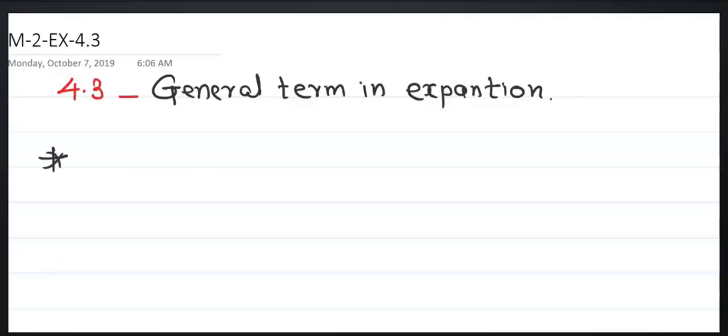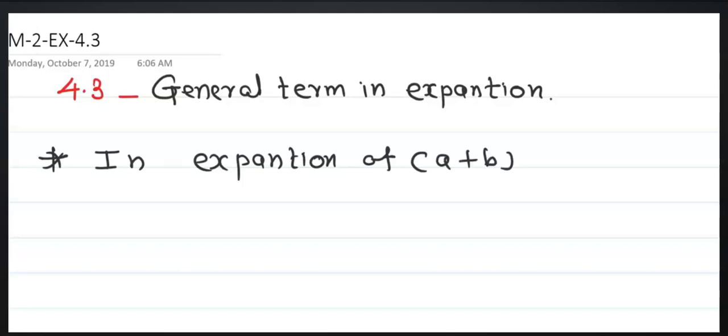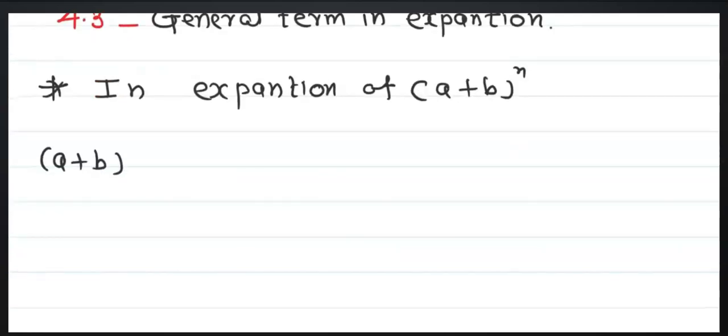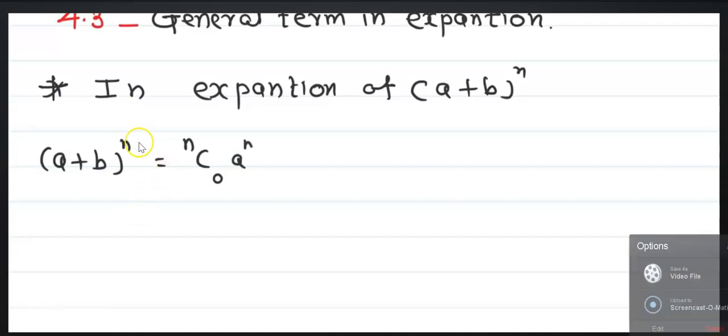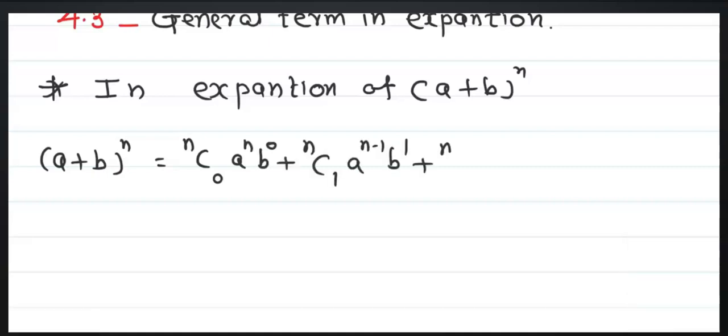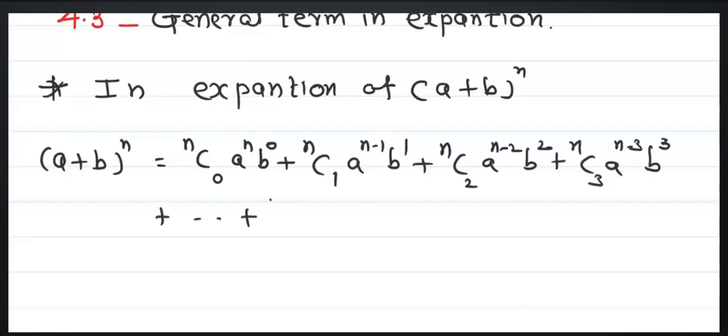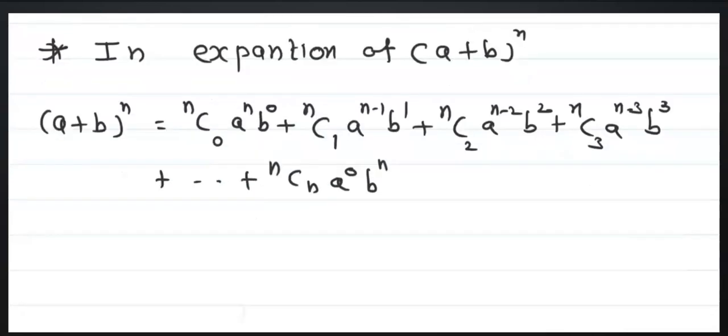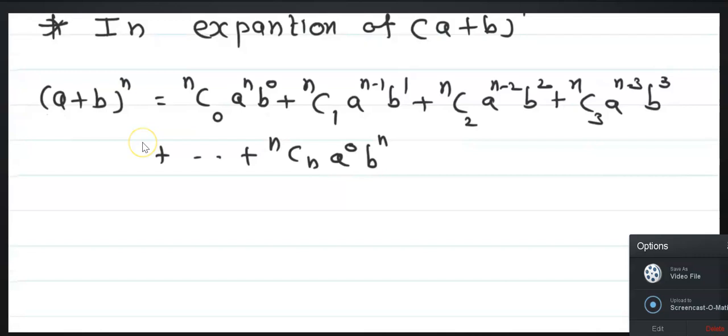See the general term in the expansion of (a + b) raised to n, that is the x in the expansion of (a + b) raised to n. Now in this case, (a + b) raised to n is equal to, now see this formula. This is the formula for the expansion.